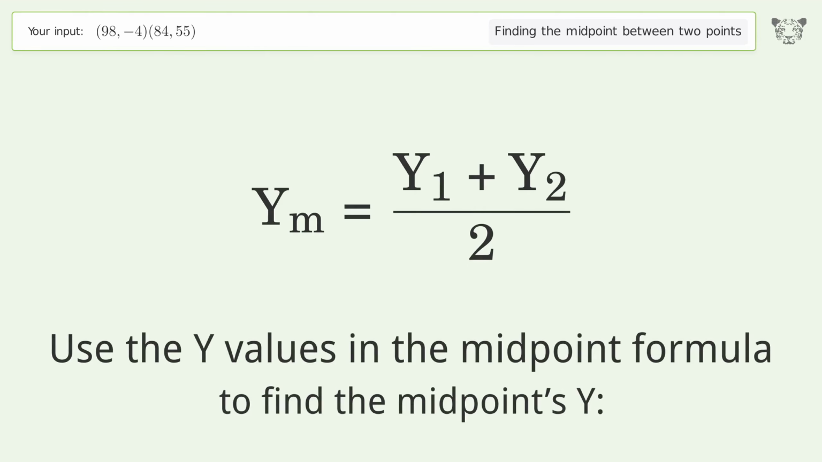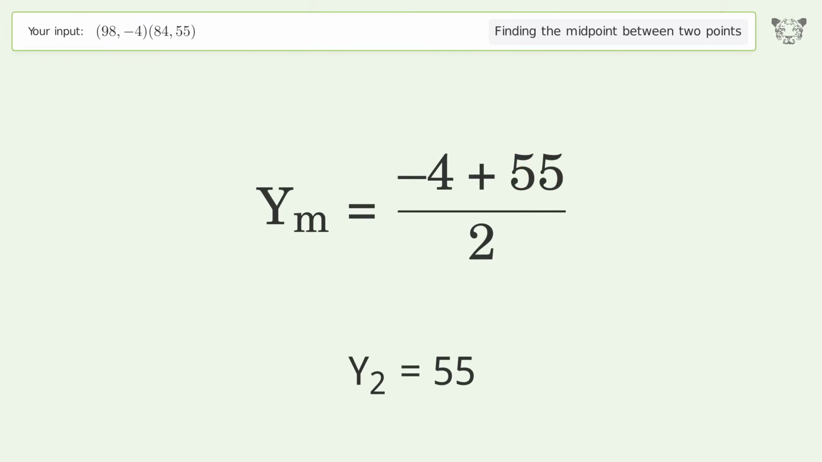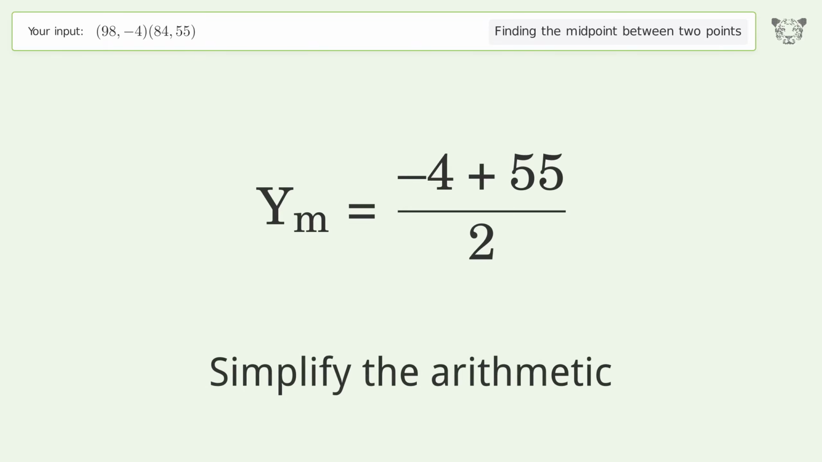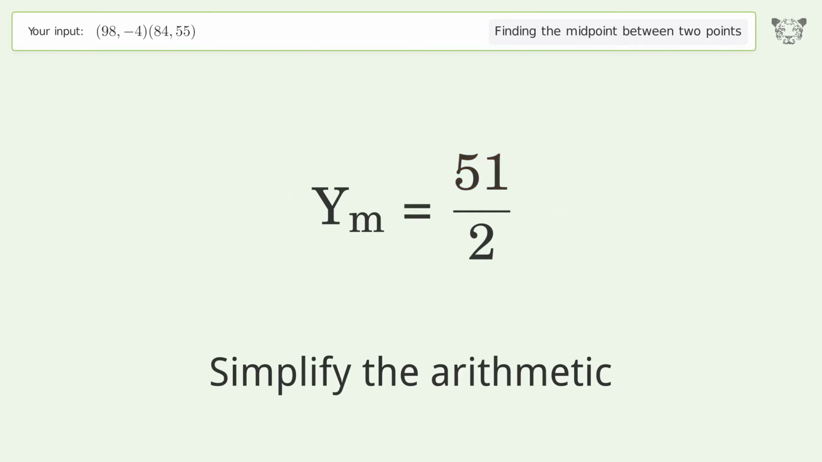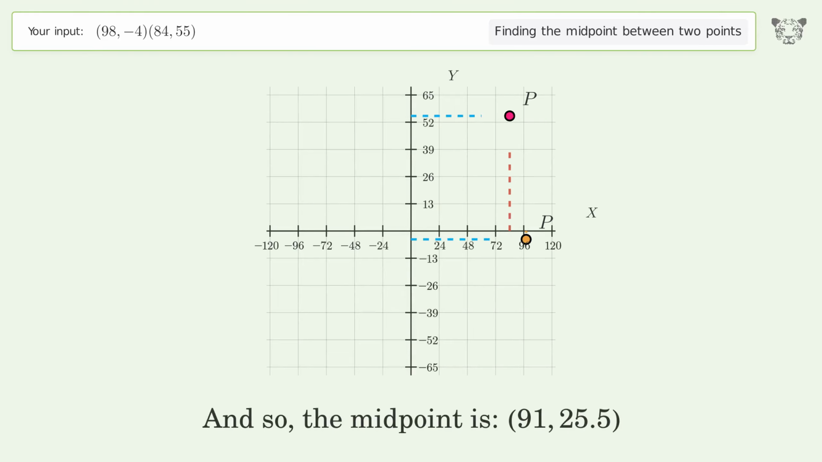Use the y values in the midpoint formula to find the midpoint's y. y1 equals -4. y2 equals 55. Simplify the arithmetic. And so, the midpoint is 91, 25.5.